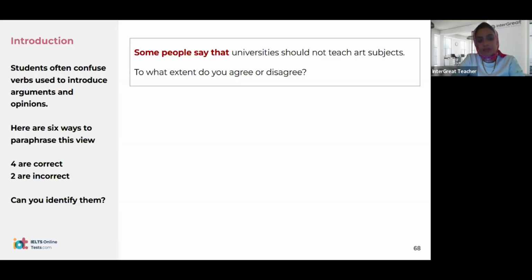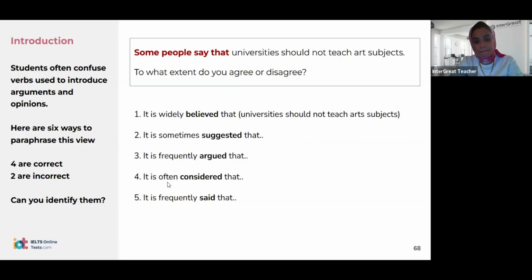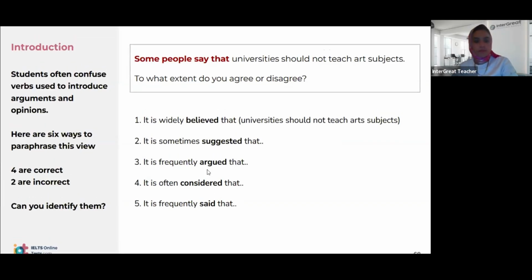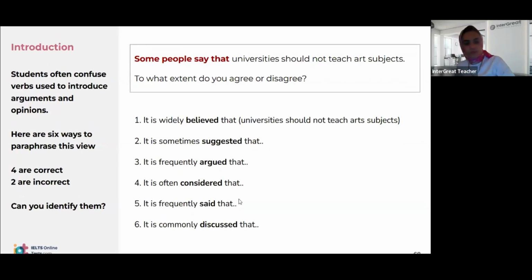Here now there are 6 ways to paraphrase this view. I'm going to show you, some of them are correct and 2 are incorrect. 2 verbs used. So just tell me which you think is correct and which is not. So here I have it's widely believed. Do you think it's widely believed is okay or not? It's okay. You can say it's widely believed. No problem with that. It's often suggested. Do you think suggested is the same as, could be replaced, some people say? No. Suggested, no. Okay.